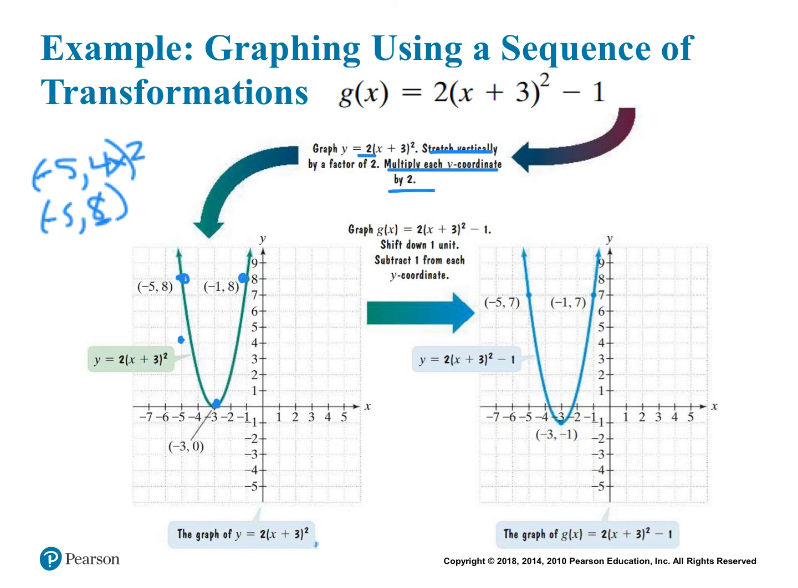And then finally, the minus 1 on the outside means we're going to shift it down 1. So we're just going to subtract 1 from the y. So if I was here, if I take 1 away, I'm going to be at negative 3, negative 1. So you notice it shifted down. If I take 1 away here, I'm going to be at negative 1, 7, which is right here.